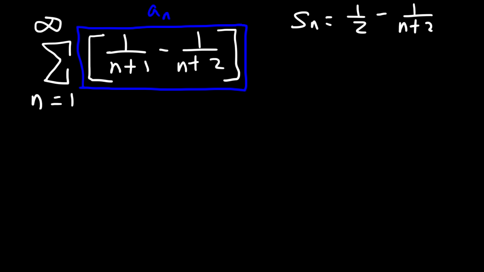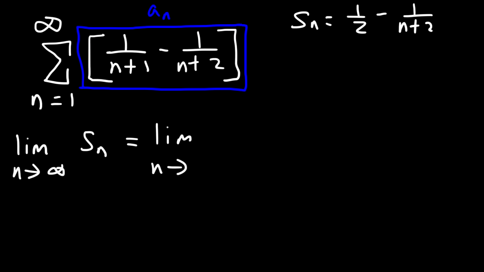Now whenever you get a series where the middle terms cancel, and it basically turns out that s sub n is just the first and the last term, this is a telescoping series. Now, once you have the general formula for s sub n, take the limit as n approaches infinity for the partial sum formula. And so we have the limit as n approaches infinity of 1/2 minus 1 over n plus 2.